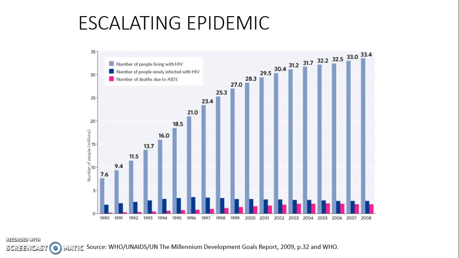AIDS continues to be a serious epidemic. Globally, there are an estimated 37 million people that are thought to have the virus, whether they know or not. And this chart just shows you the development into the 2000s. So you see that there are still more people contracting it and living with it, but fewer people dying by percentage, as we will discuss at a later time.